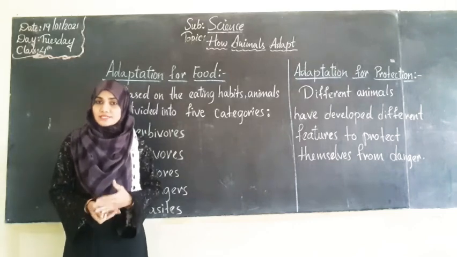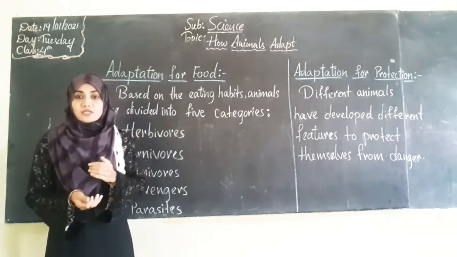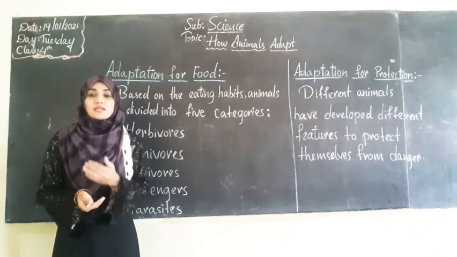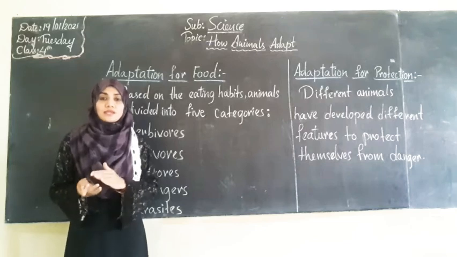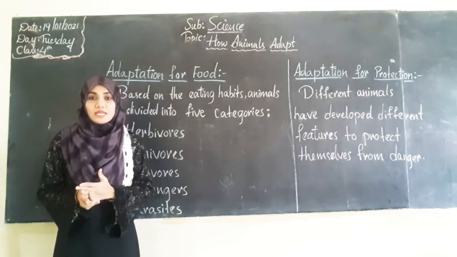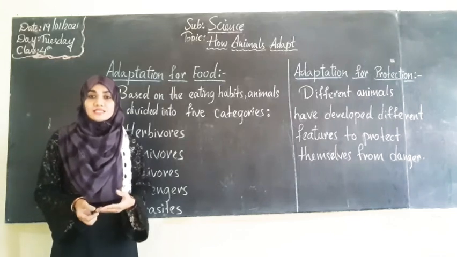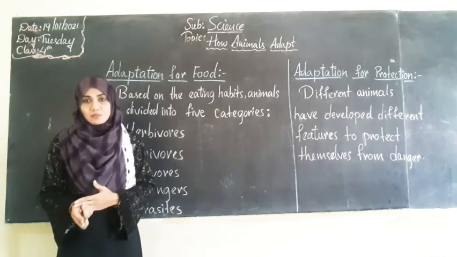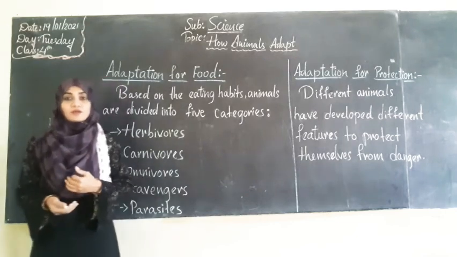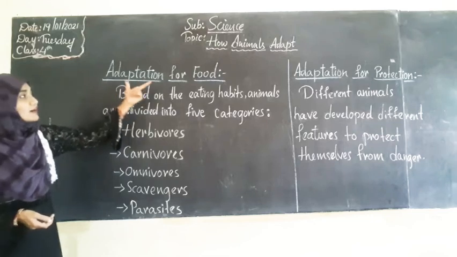So prior to this class, we studied in this chapter about the adaptation in animals for their environment, that is for habitat. In that we learned about different types of animals like terrestrial animals, animals living in the hot region, cold region, amphibian, aquatic animals, arboreal animals. And today we are going to continue the chapter with adaptation for food.